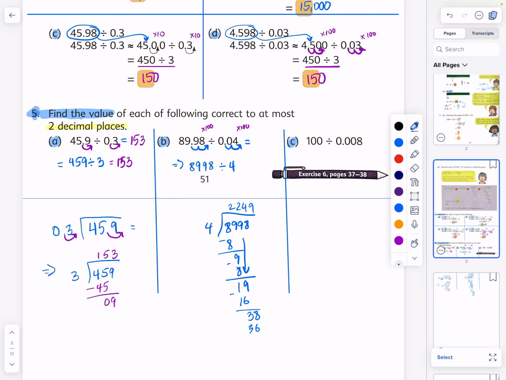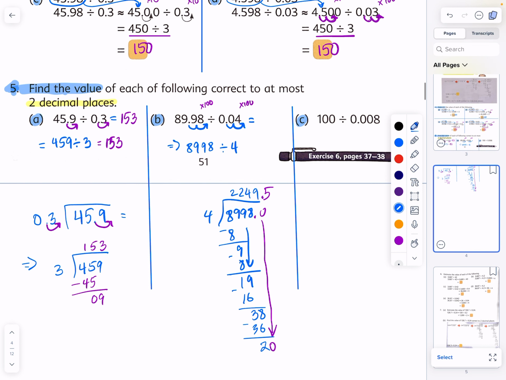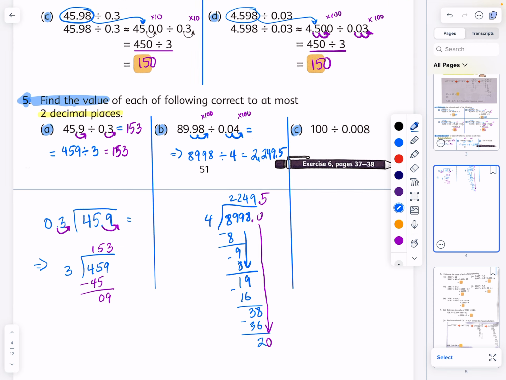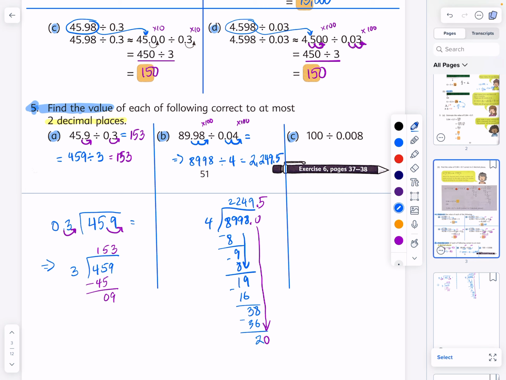Let's see. So 38 minus 36 is 2. And let's put a decimal point and come up with trailing zeros. 4 goes into 20 5 times, and the remainder is none. So we did it. It is 2,249.5.